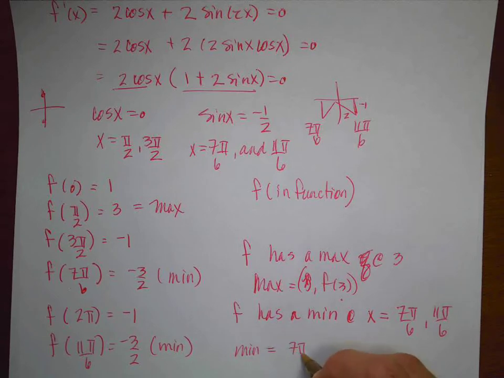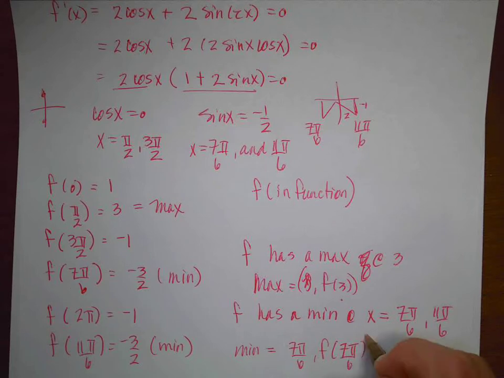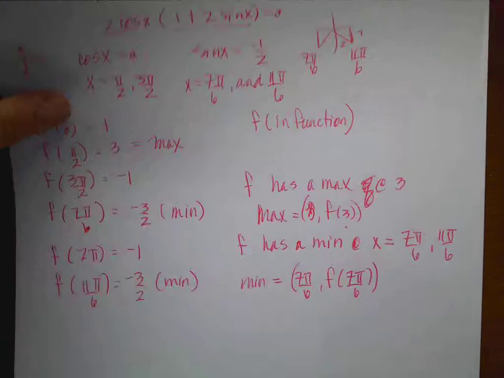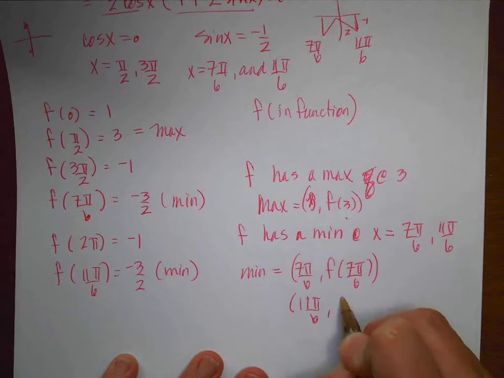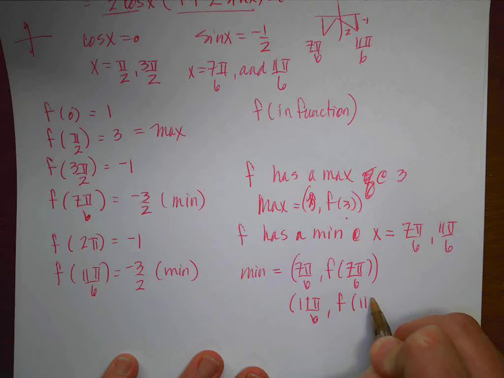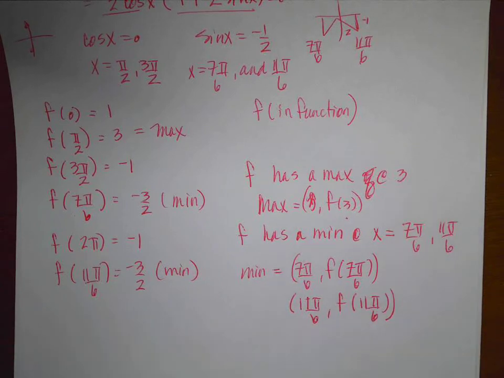The minimum is at 7 pi over 6 and it's f of 7 pi over 6. And again, I would not take the time to evaluate that actual value. And then I have the minimum at 11 pi over 6, and its actual value is f of 11 pi over 6.